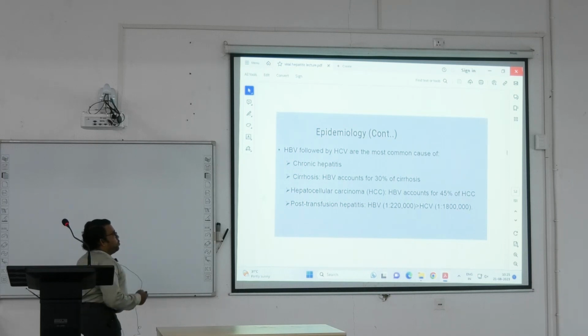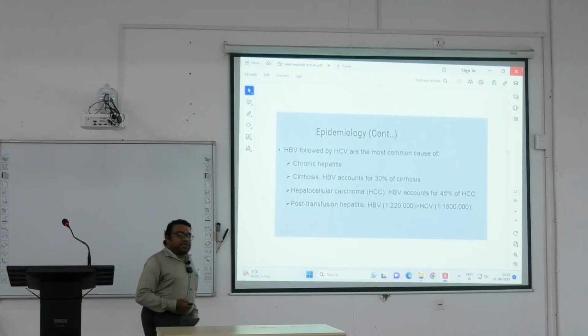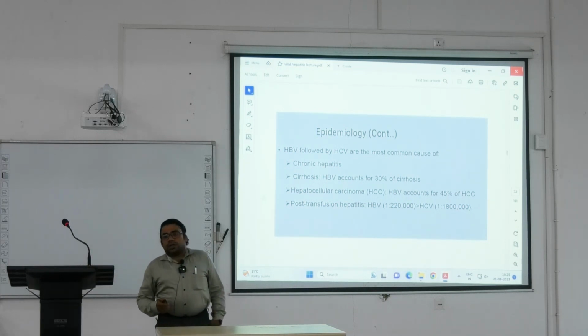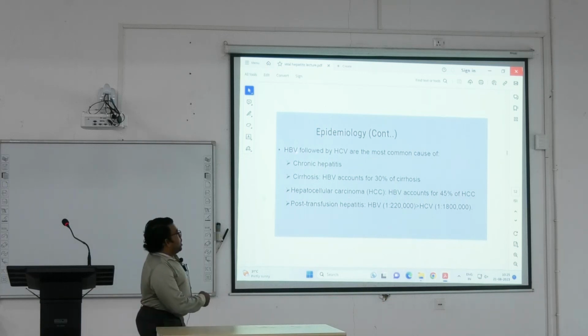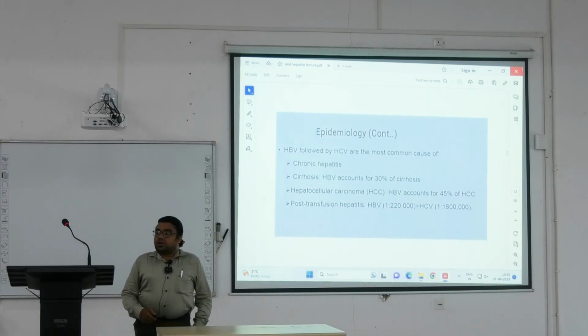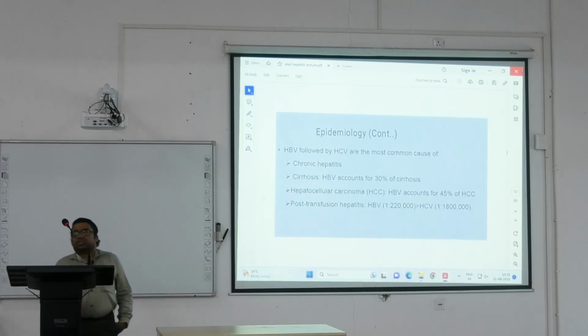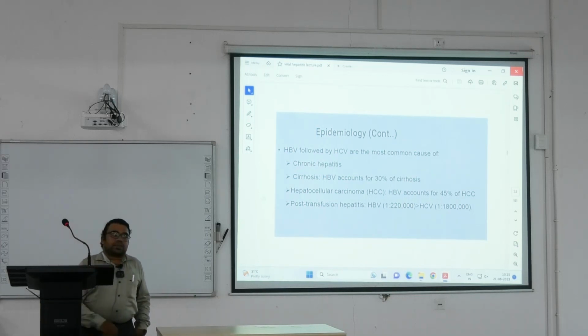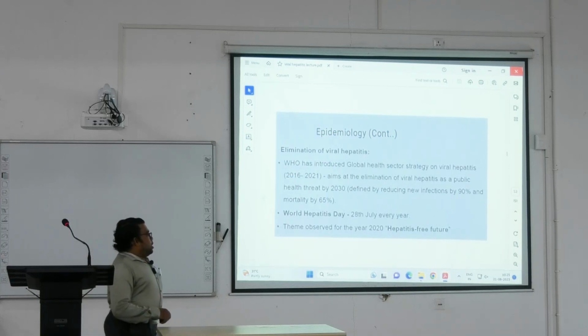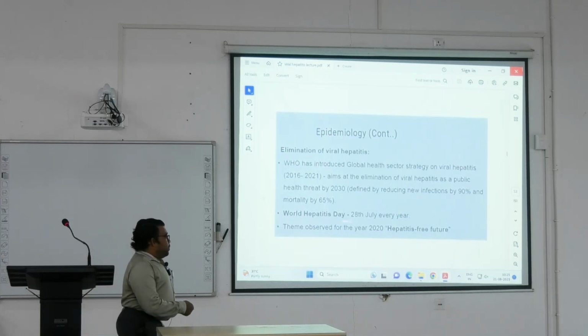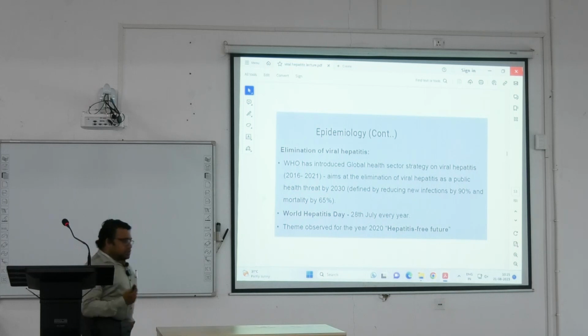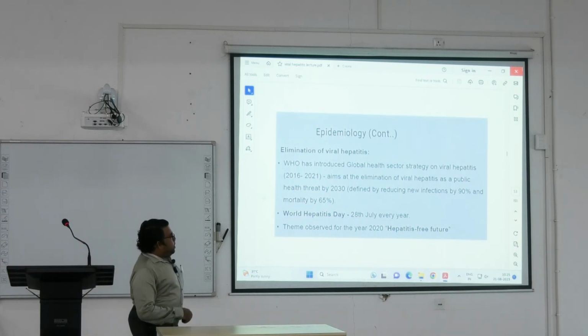Now, the consequence of hepatitis B infection can range from chronic hepatitis, development of cirrhosis of the liver, to hepatocellular carcinoma. Now, please remember, World Hepatitis Day is 28th of July. It is celebrated every year by WHO.